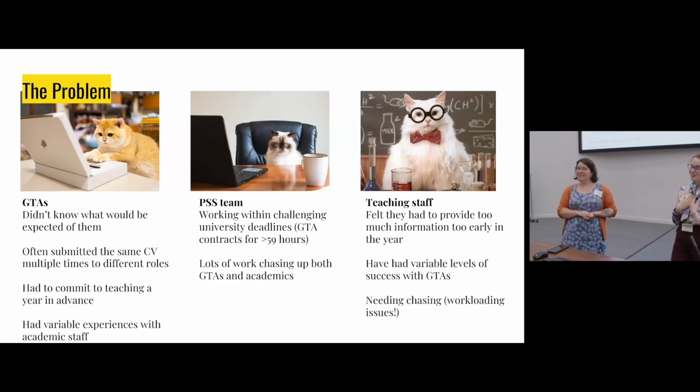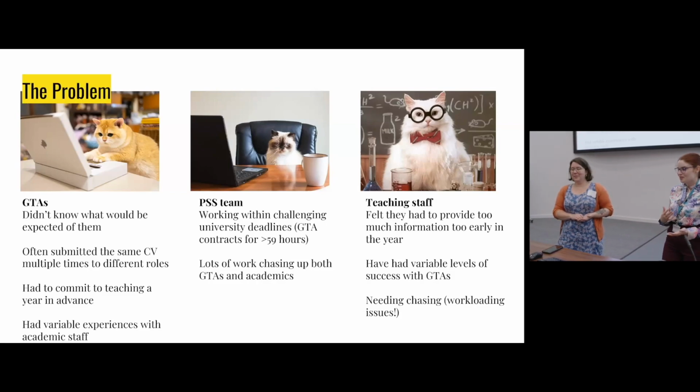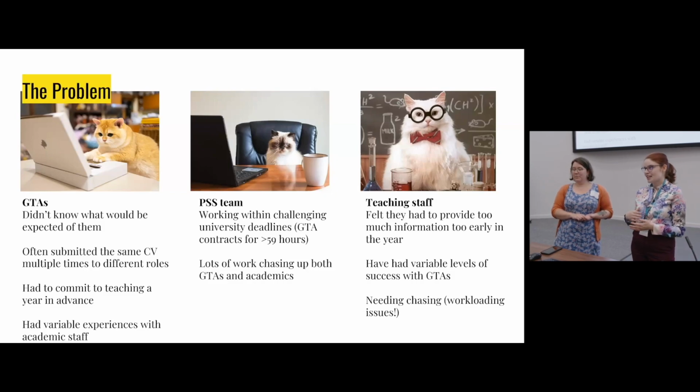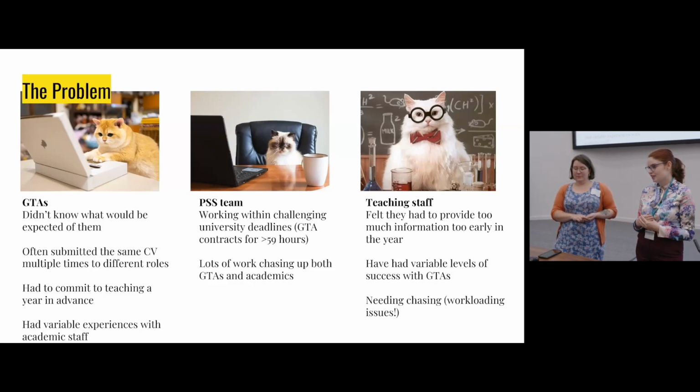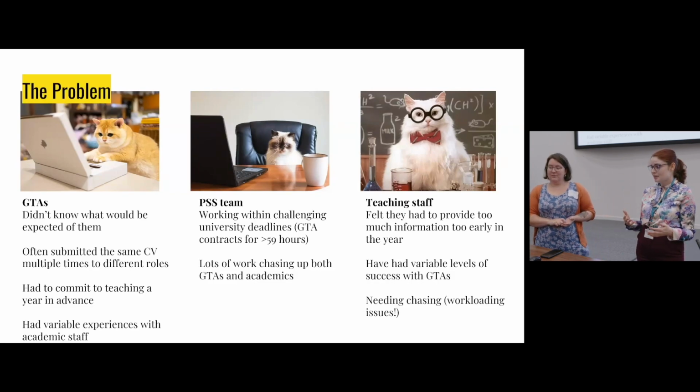As admin staff, I was kind of in the middle of this, trying to resolve it, and with the implication of GTA contracts, I had to make my deadlines very early so that we made sure that we got all the information and all of the chasing that came with this process happened, and we got everything done in time, which obviously wasn't great for the GTAs or teaching staff because they didn't want to commit to the work that early in the year.